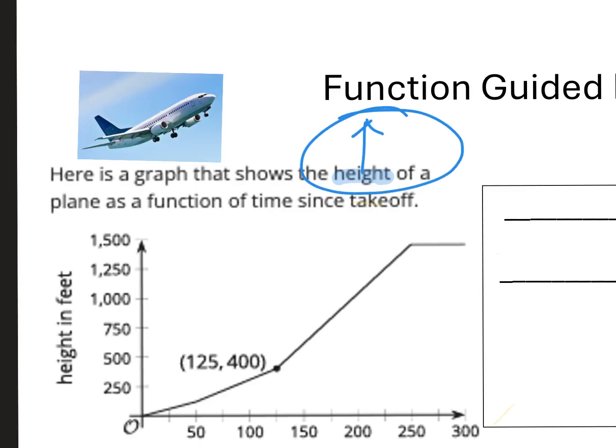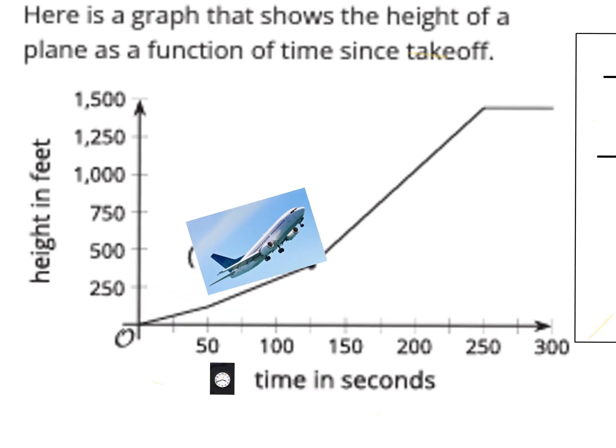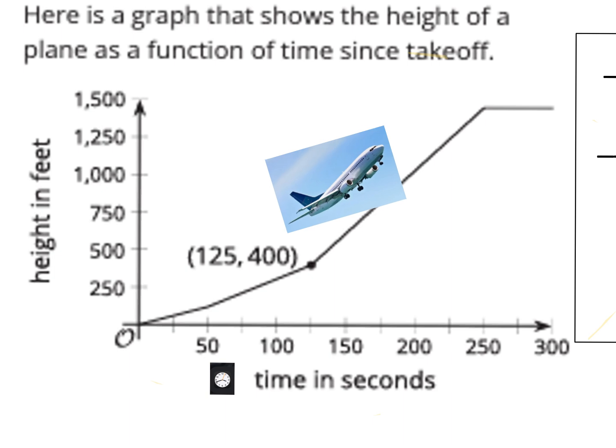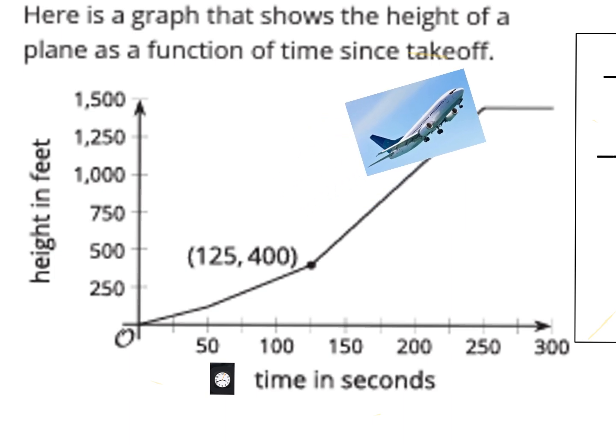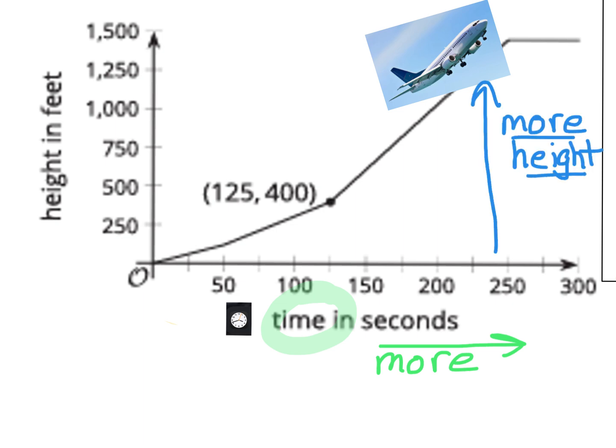This graph shows the height of an airplane, and as time passes, in seconds, the plane's height increases. It goes up. So more time means that the plane has more height.